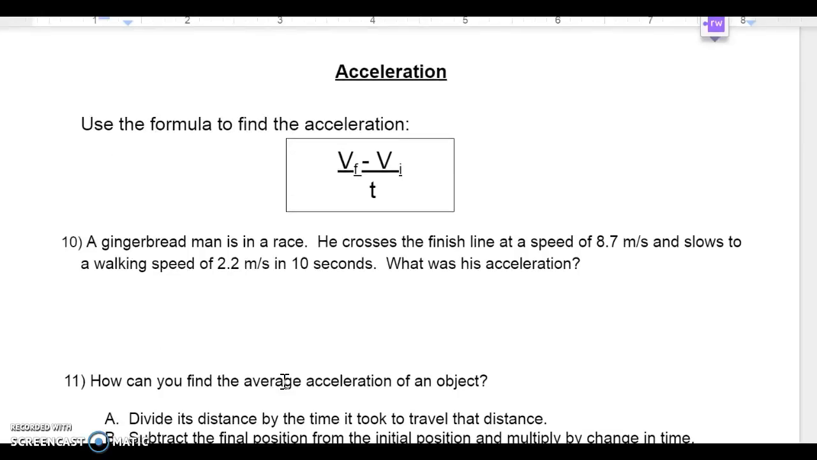But the next section is on acceleration. Use the formula to find the acceleration. You have the final velocity minus the initial velocity over time.